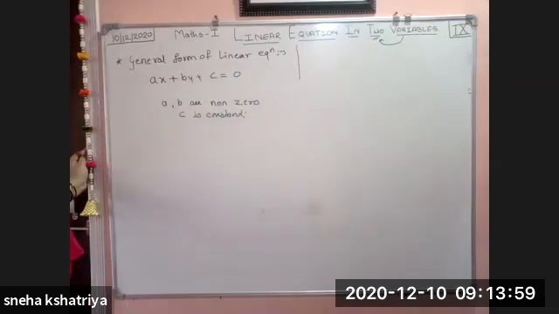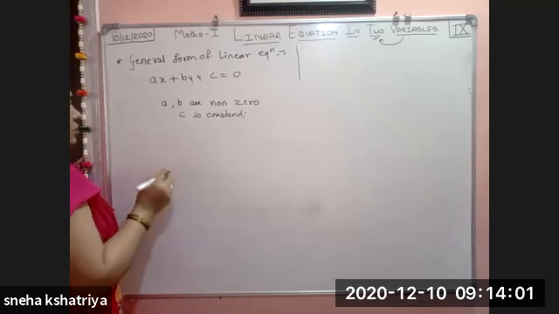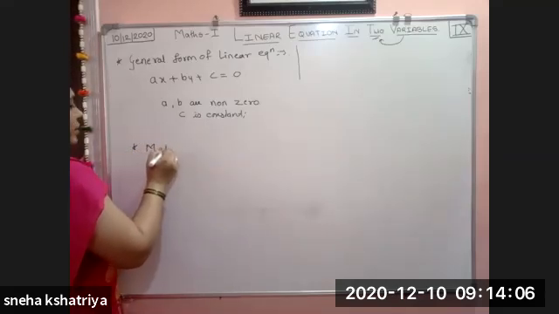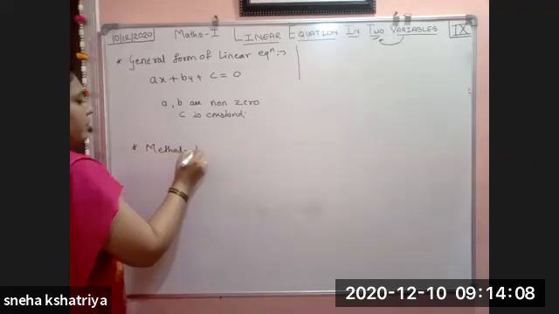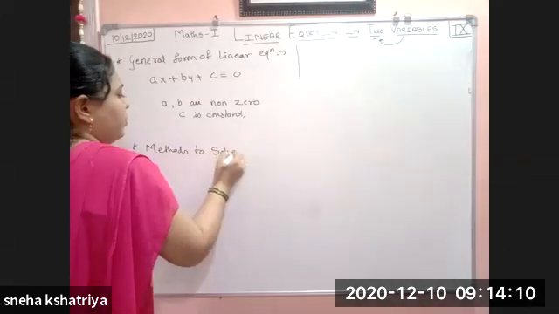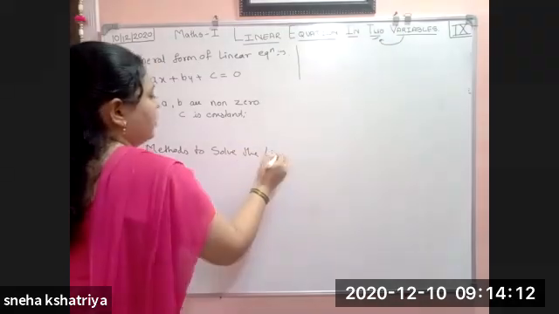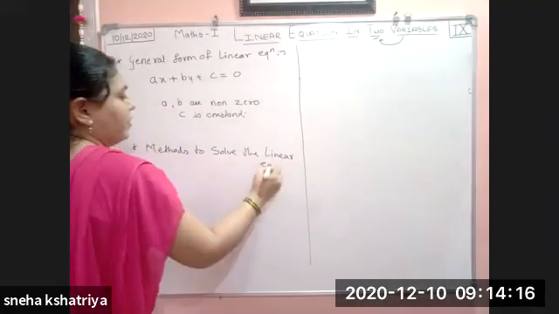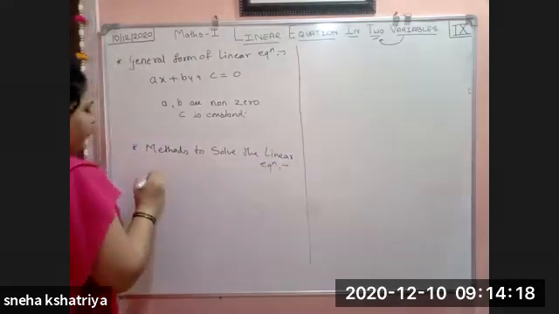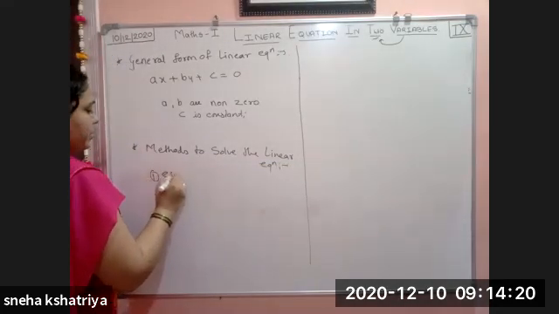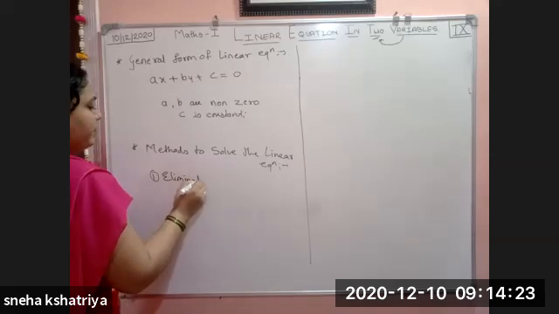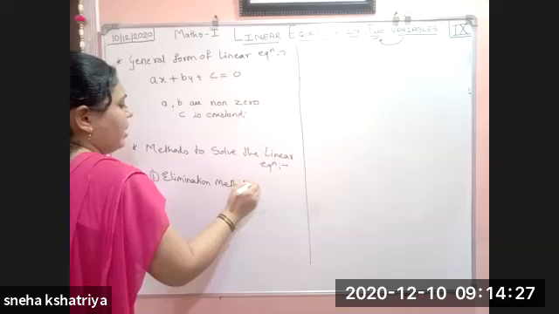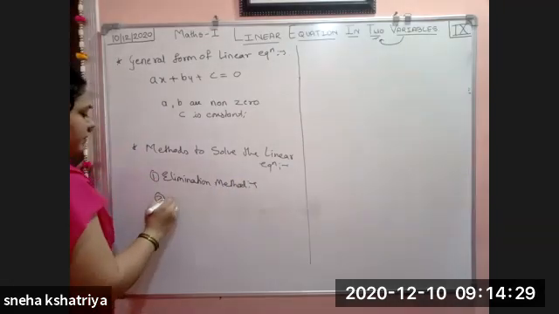there are two types of methods to solve the linear equation. So the first one is the elimination method, and the second one is the substitution method.